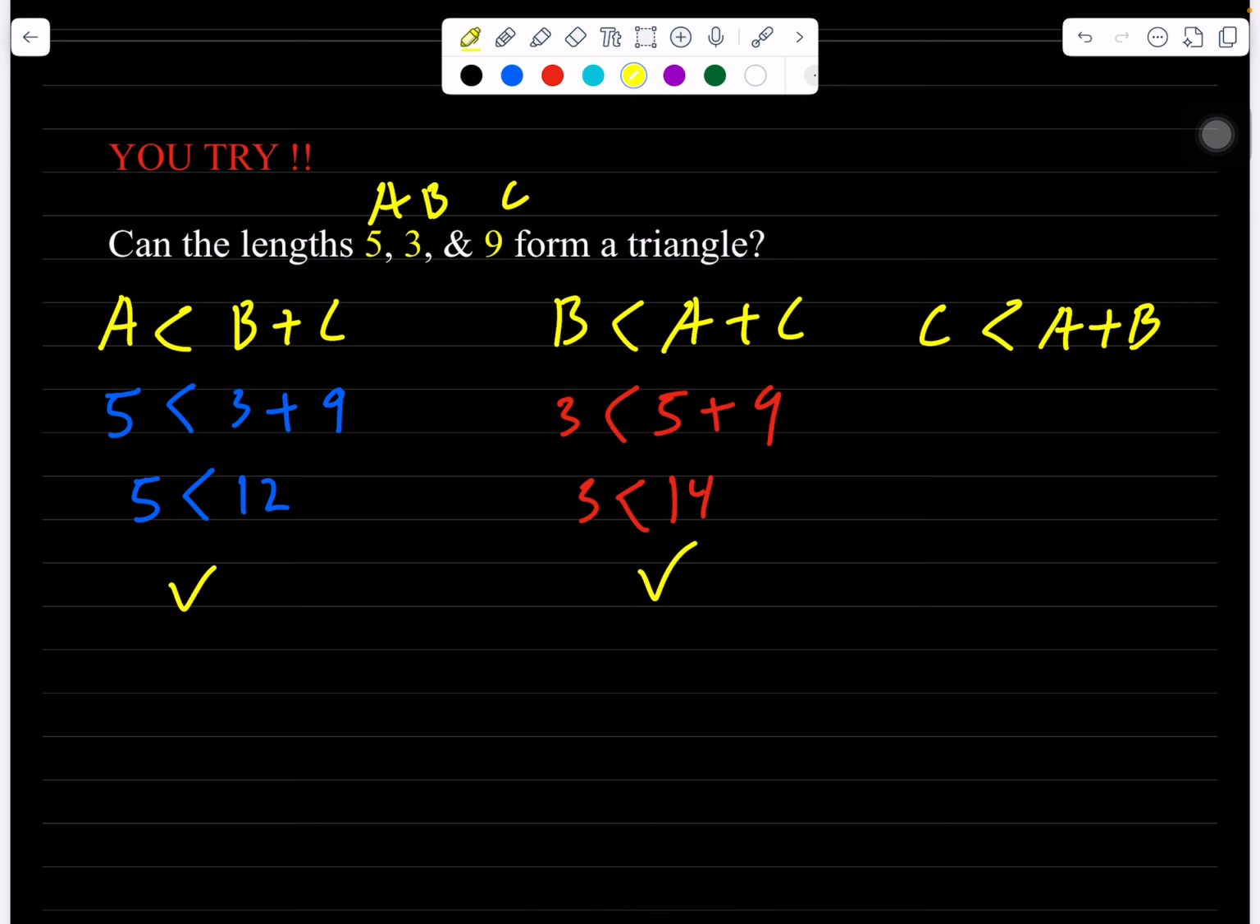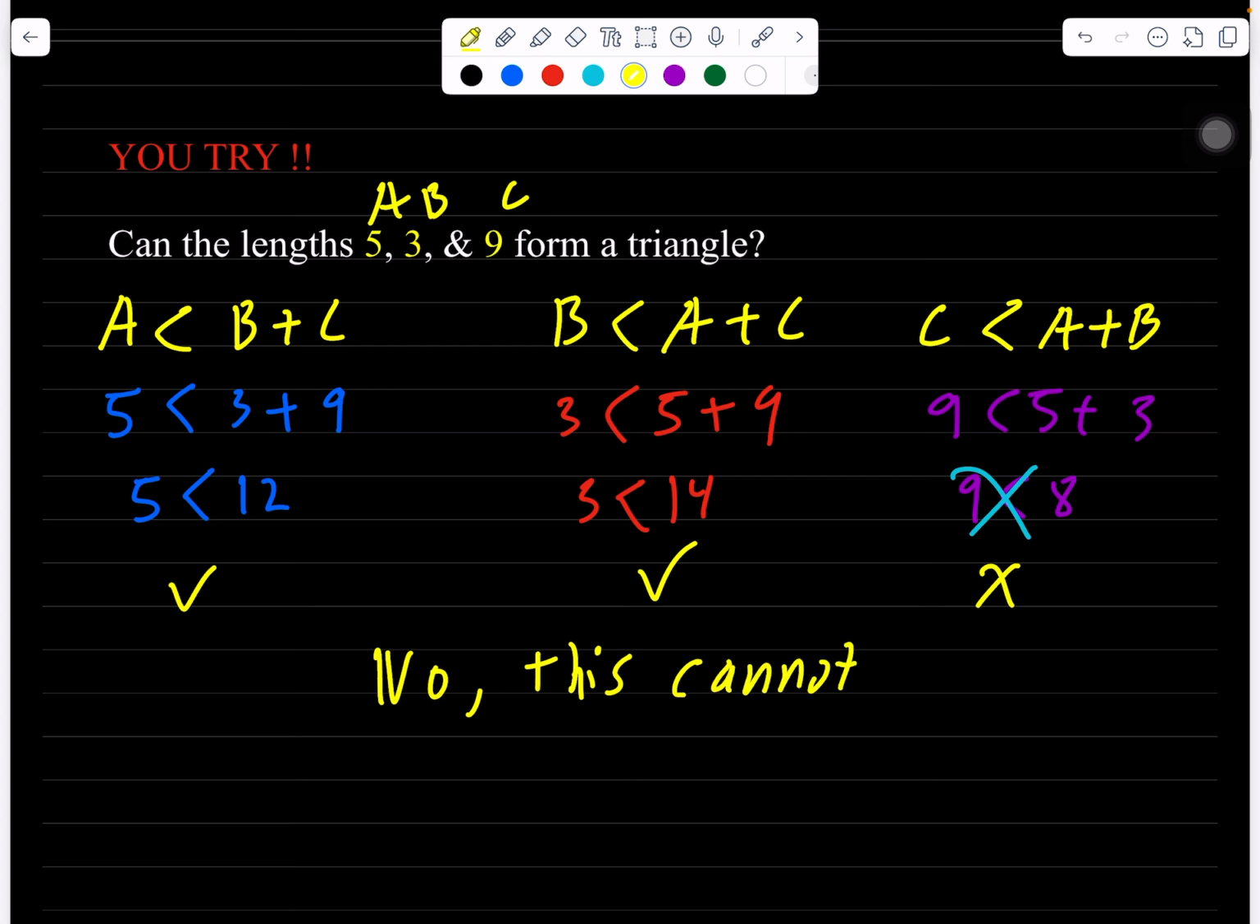Now we make sure for the final inequality that C, which is 9, is less than A, which is 5, plus B, which is 3. 9 is less than 8, which is, again, not true. 9 is not less than 8, so the last inequality fails, and we'll say no. This cannot form a triangle.